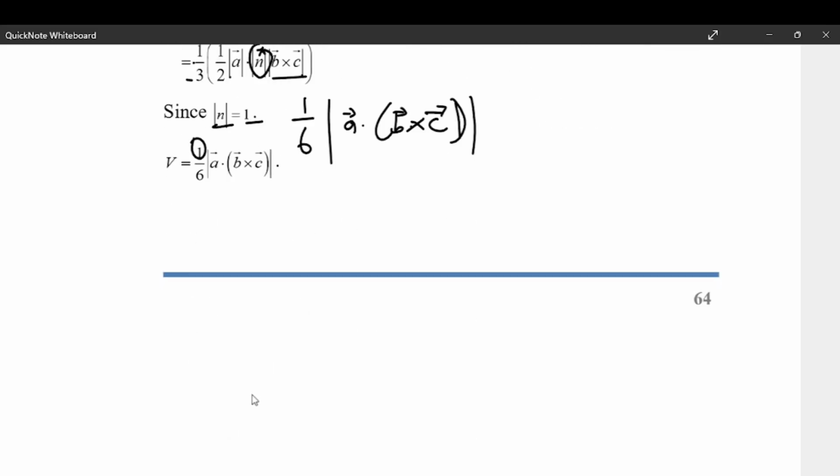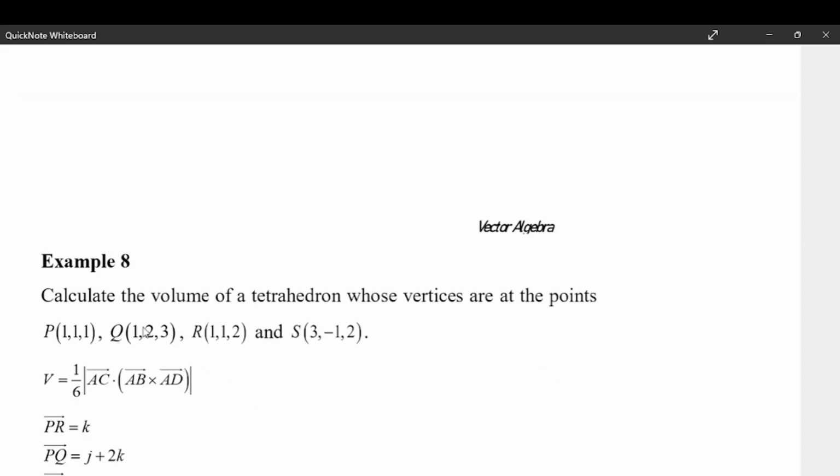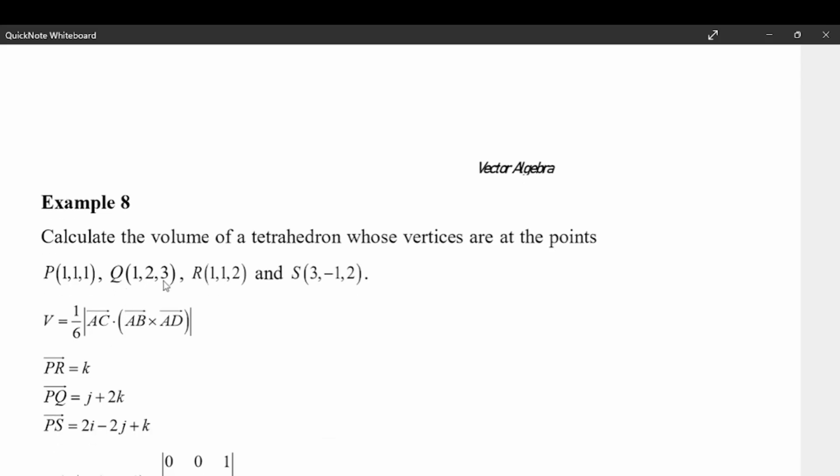Okay, now let's take a question on this. Calculate the volume of a tetrahedron whose vertices are at the points given. So the first thing to do here is to find the cross product. So here we are dealing with PR, PQ, RS, and for that matter, our PS, we are going to subtract.